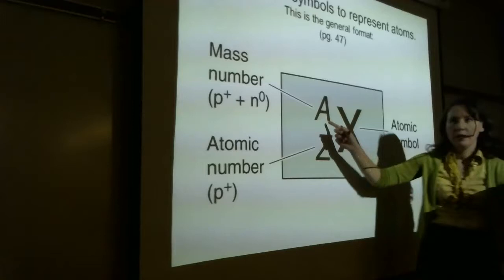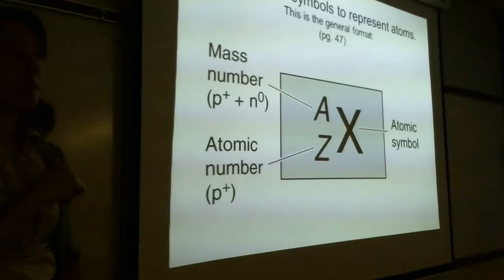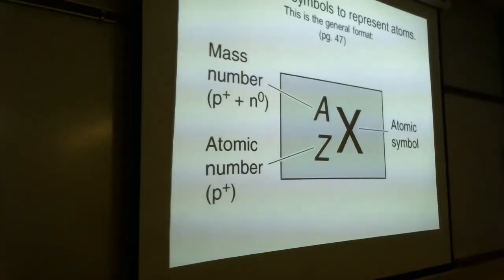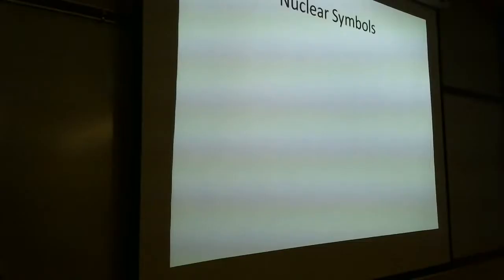This X stands for the symbol, whatever it is, Ne, Na, Br, whatever. That's just a symbol. The top number is the mass number. We round the mass number in our nuclear symbols to the nearest whole number. The atomic number requires no rounding because it's already a whole number. So it's always M over A. M over A. This is called a nuclear symbol.